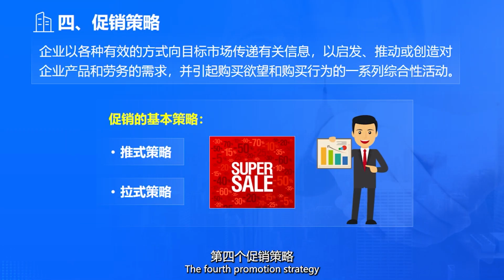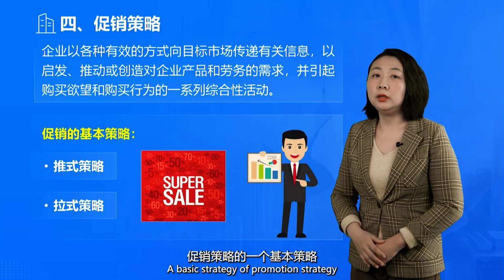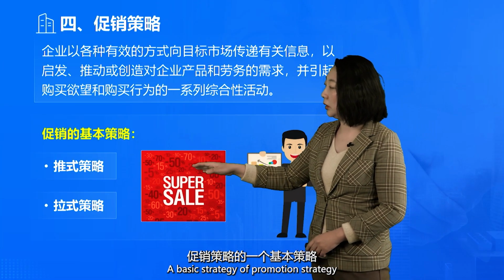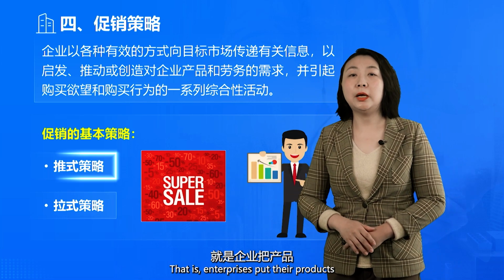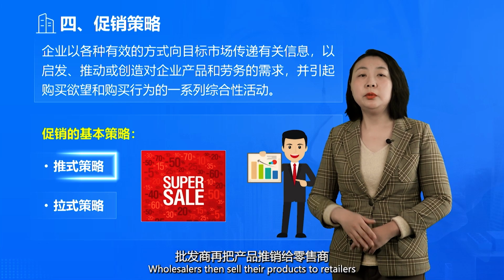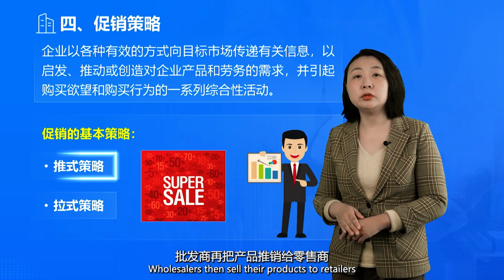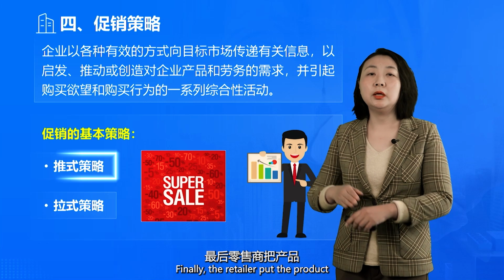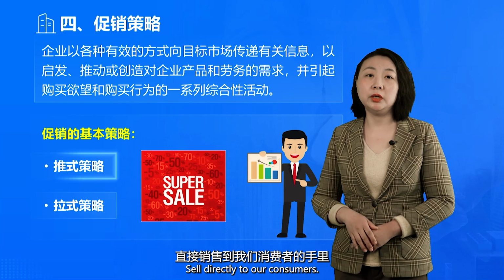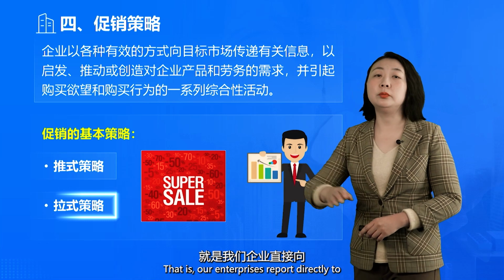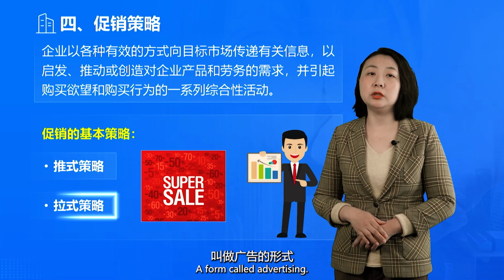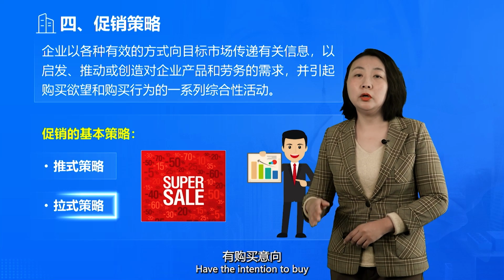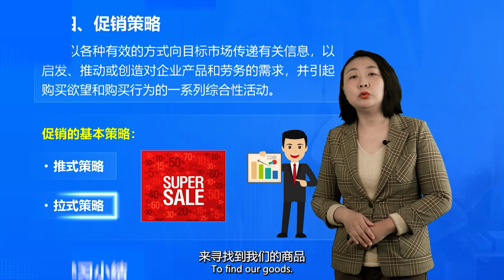The fourth, promotion strategy. The promotion strategy is the enterprise's strategy to encourage consumers to shop. A basic strategy of promotion strategy. There are push strategy and pull strategy. Push strategy, that is, enterprises sell their products to our wholesalers. Wholesalers then sell their products to retailers. Finally, the retailer sells the product directly to our consumers. And pull strategy. That is, our enterprises report directly to a large number of customers, advertise, a form called advertising. After the customer sees the advertisement, having the intention to buy, they come to find our goods.